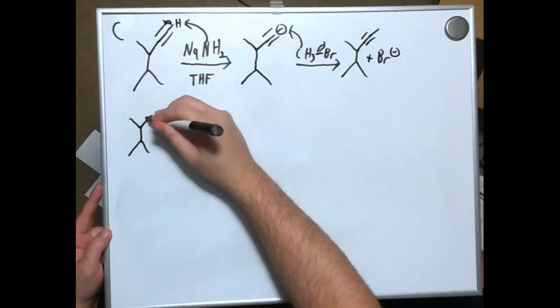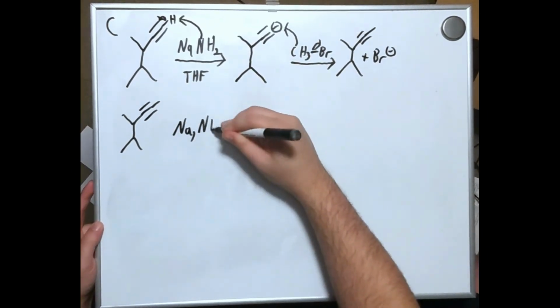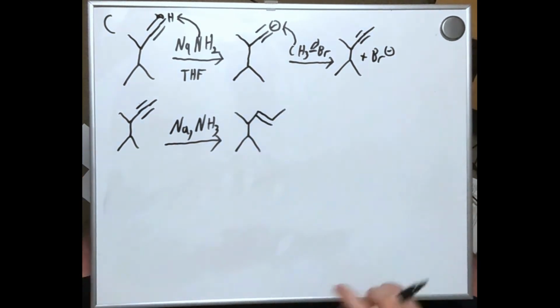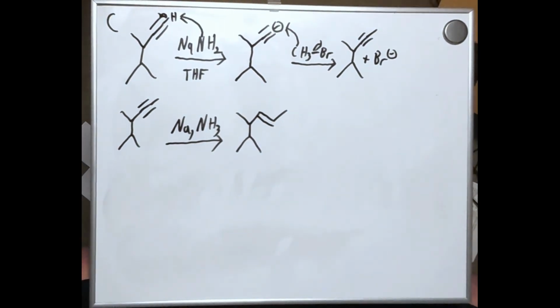This is a bit of a complicated process, so I won't go too in-depth about it right now. Just know that the end result will reduce the triple bond to a double bond, giving us exactly what we needed.